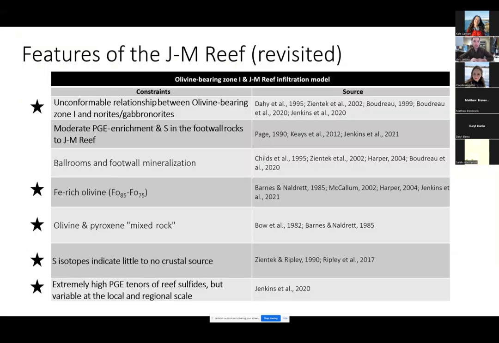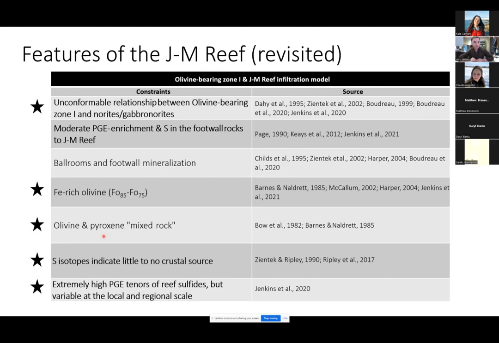So going back to the features of the reef, this model accounts for this unconformable relationship between the olivine-bearing rocks and the norites. Our olivine compositions are relatively iron-rich, with forsterite maxing out at about 85. We also can produce these unusual textures that people call mixed rock with olivine and pyroxene.